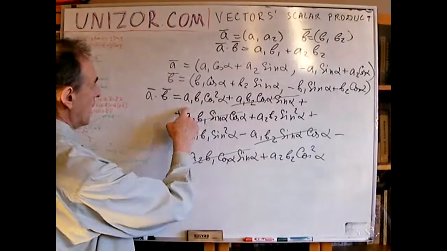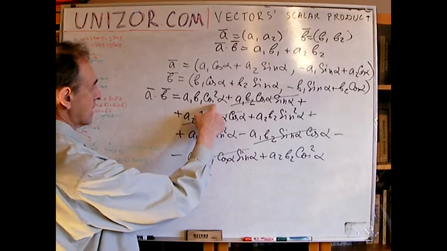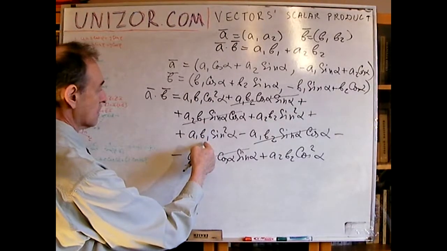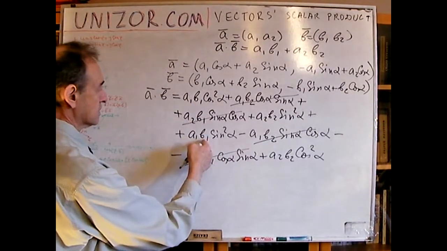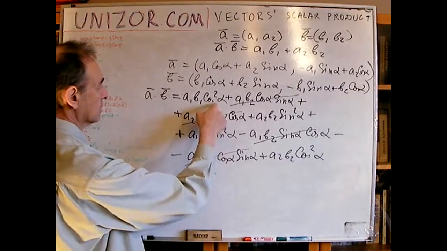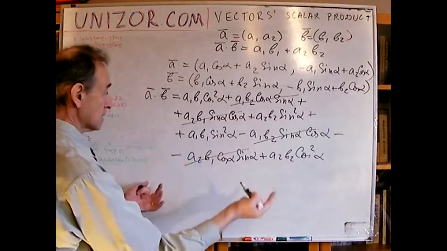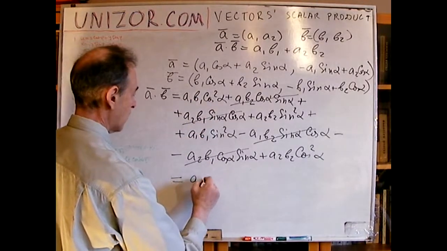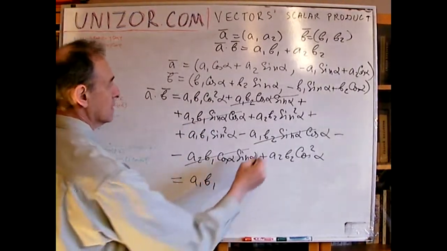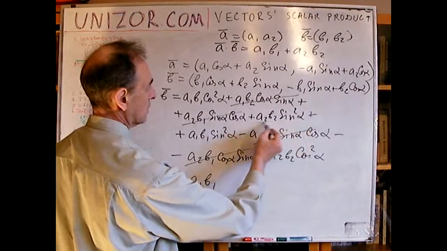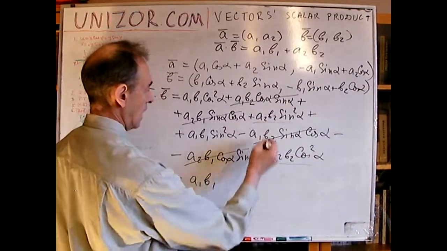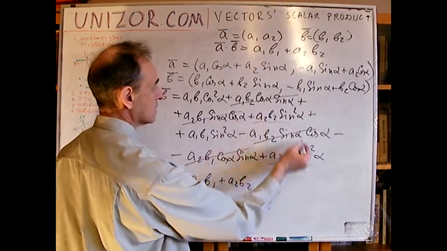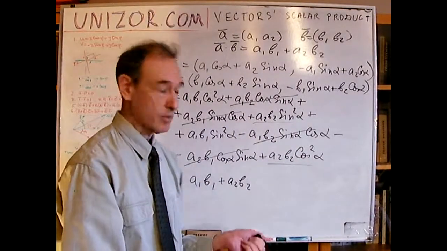Now, A1 B1 cosine square and A1 B1 sine square, if I summarize them together, A1 B1 goes outside of the parentheses, and cosine square plus sine square is equal to 1. So these two sum up to A1 B1. Similarly, this one and this one, A2 B2 goes outside of the parentheses, and in the parentheses I have cosine square plus sine square, which is also 1.